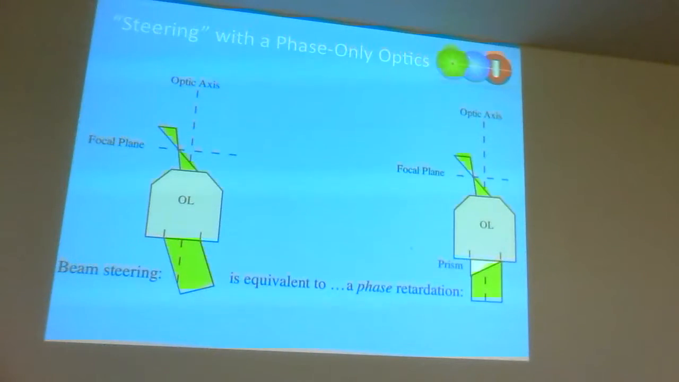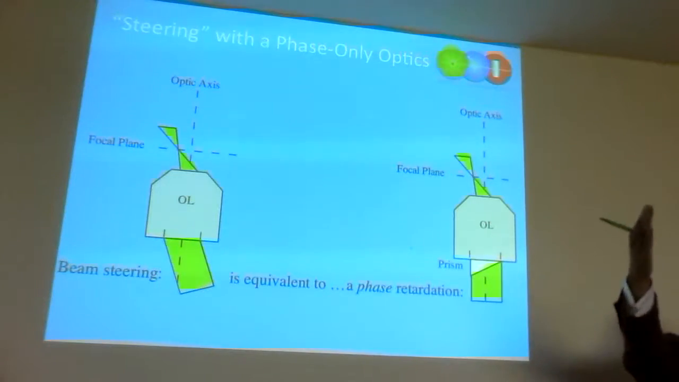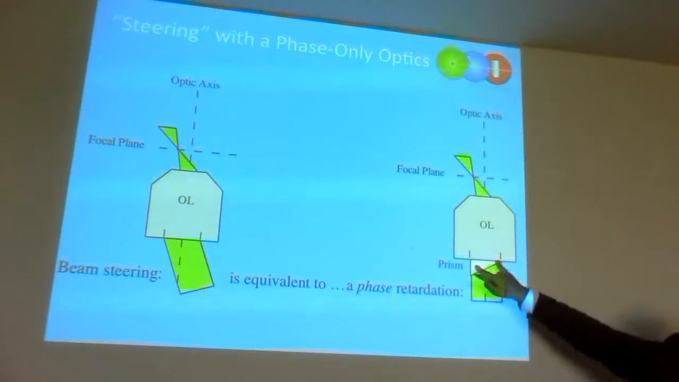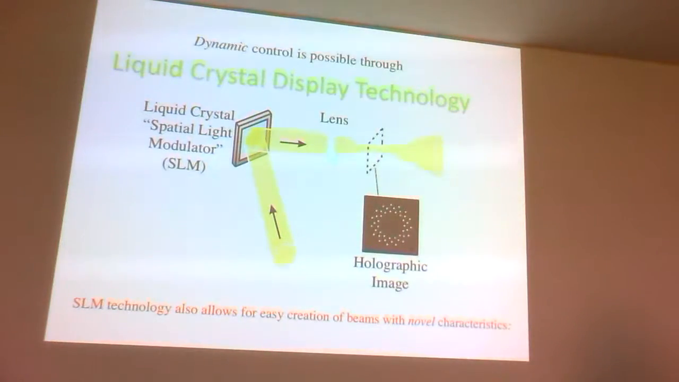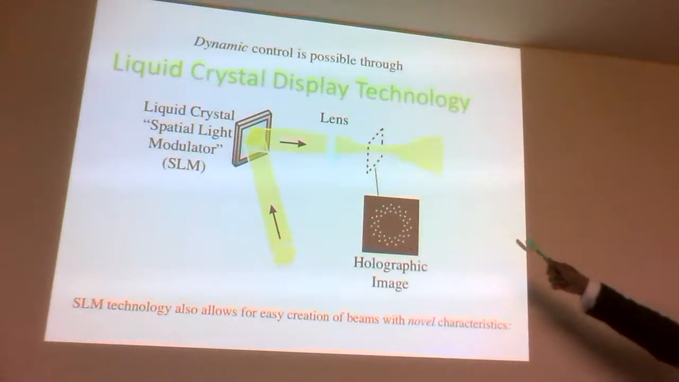Okay? Some of you will know that, some of you may not. Have a look at it. So what I'm going to do is, on that point back here, create a prism. How do we do that? There's a number of ways, but a liquid crystal modulator, rather like the technology in this data projector, can do that. This is an array of liquid crystal droplets that you can computer program to create a prism or a Fresnel lens or anything.